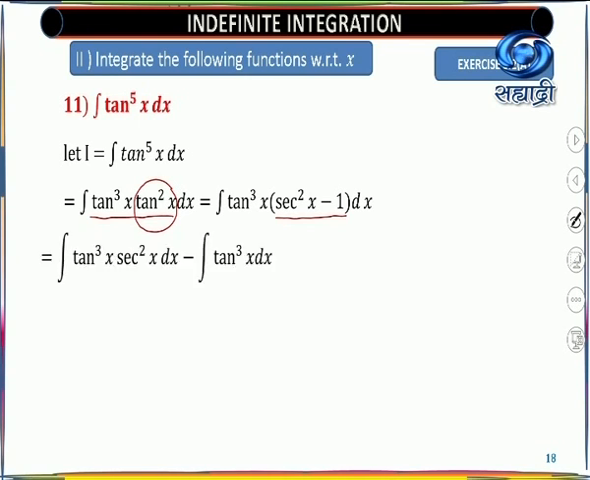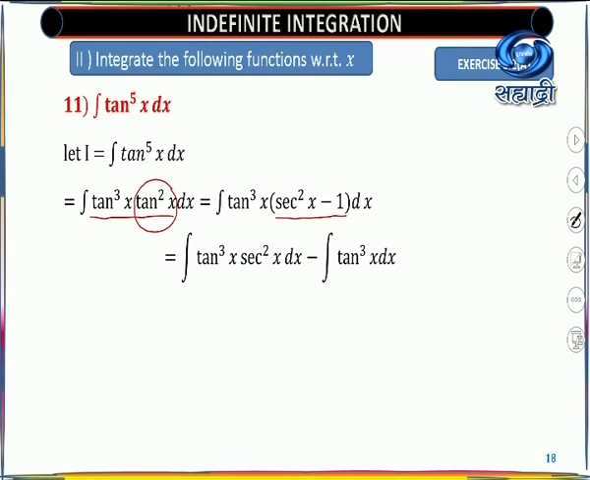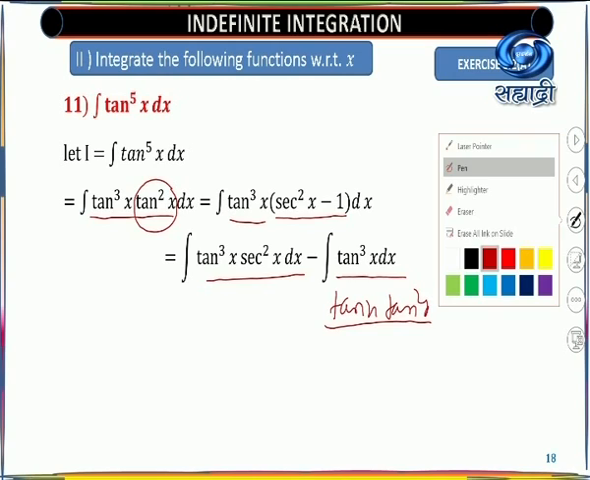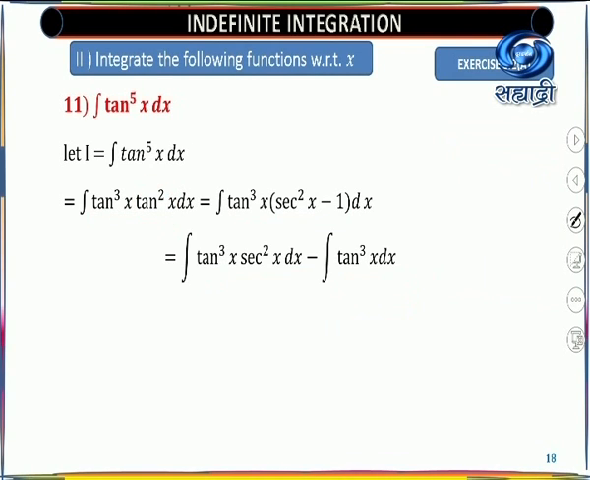Now separate the term. This separation gives you tan cube x sec square x in one term and tan cube x into 1, that is tan cube x dx. Again you replace here tan cube x by tan x into tan square x, because by tan cube x you will not get any integration or there is no formula. So we need to split it. And that's why we are splitting, for substitution. So we'll begin with that.